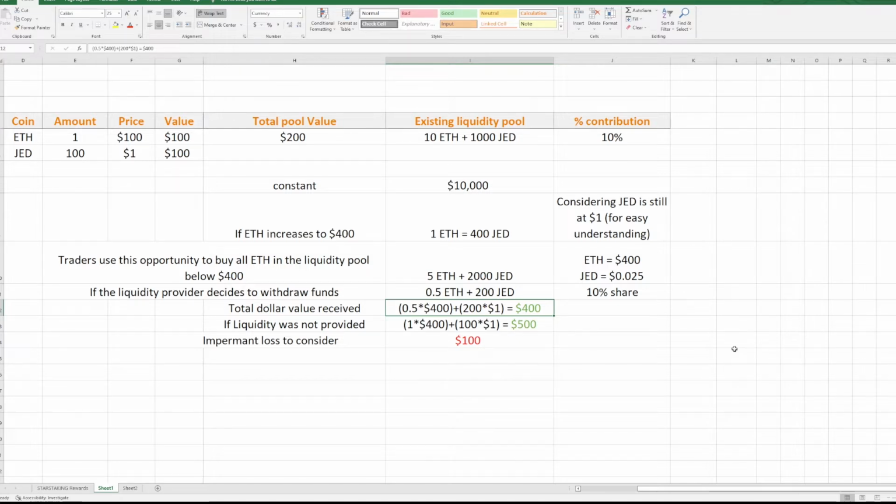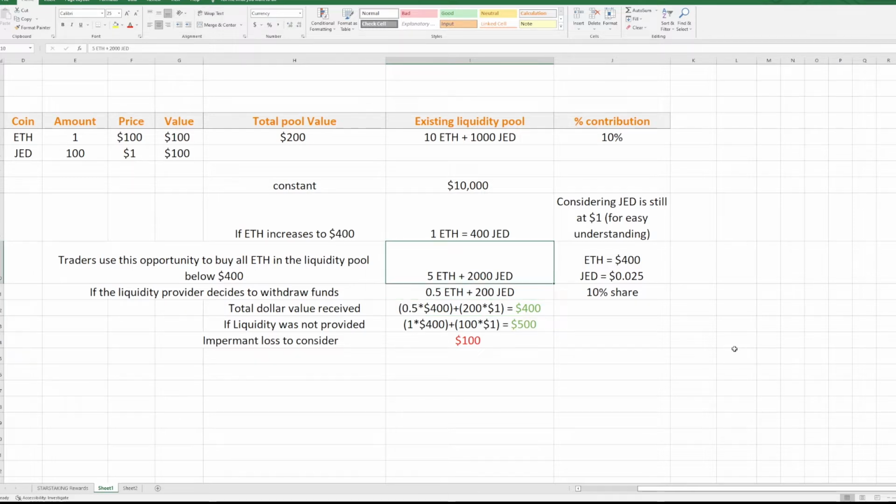That's 0.5 into 400 and 200 JED into $1, keeping JED as a constant again, guys. Now, if liquidity was not provided, you would have ideally got, by just selling those tokens at this particular price point, $500. So now your impermanent loss to consider would be $100. Simple? It's not so simple as we think, but this is just for easy calculation that I've shared.